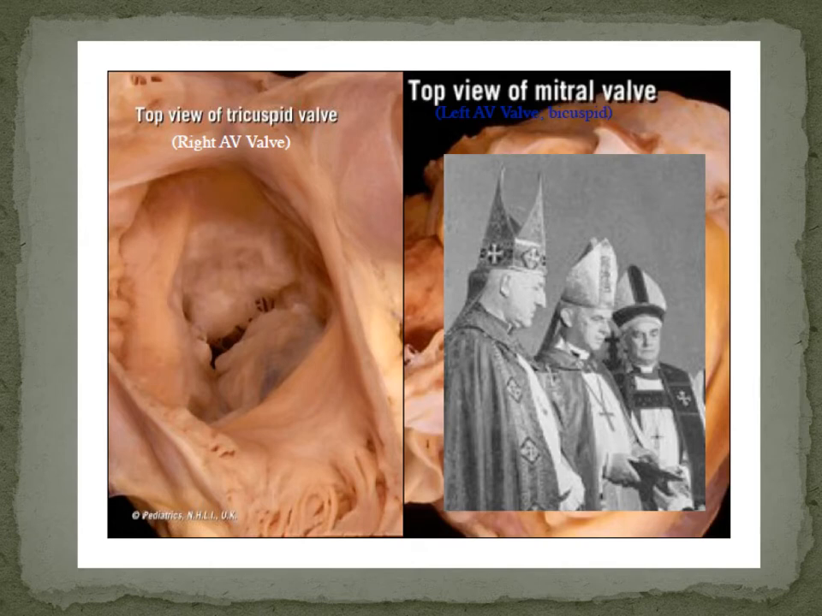Here you can see the different AV, atrioventricular valves. Well, you can see one of them. So on the right side, you have the tricuspid, try before you buy. So you can see the 3 sort of cusps there. They all come together. On the left side, the left atrioventricular valve, or the bicuspid, is also sometimes called the mitral valve, after a bishop's mitre, because it's 2 semicircles that come together to make that valve.